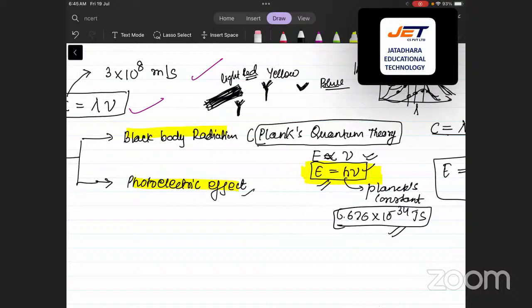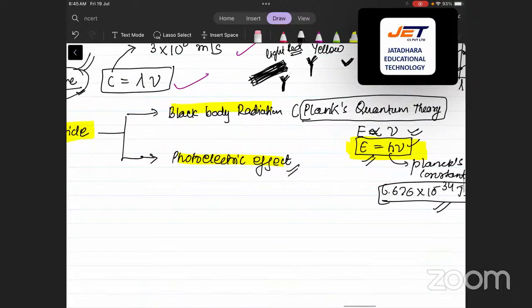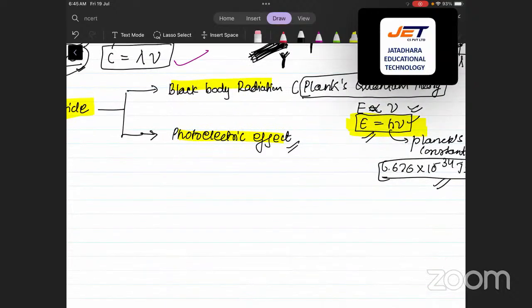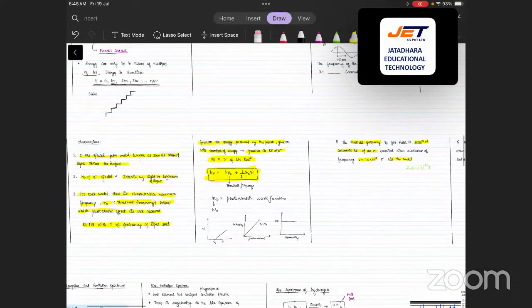Then after that, we learned about the photoelectric effect, right? So what did we learn in the photoelectric effect? Do you remember that? The experiment was performed by Hertz.